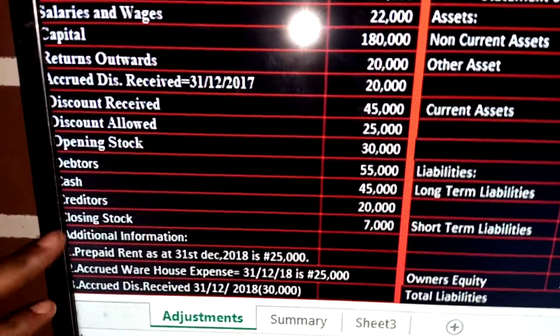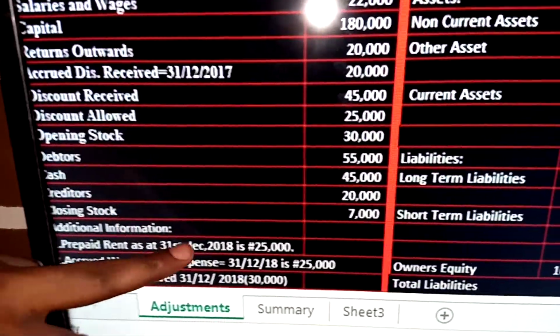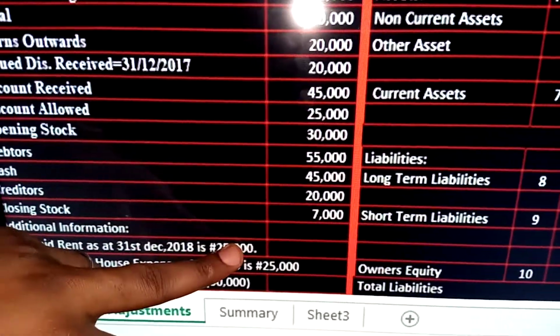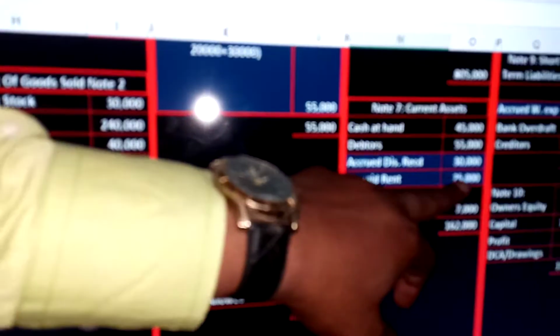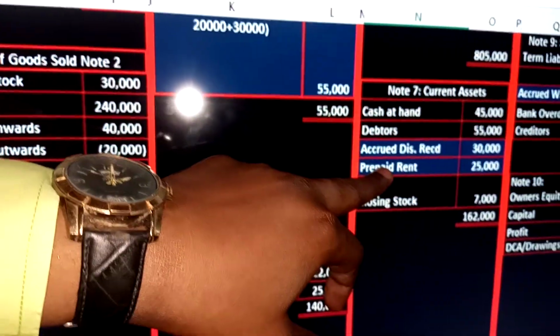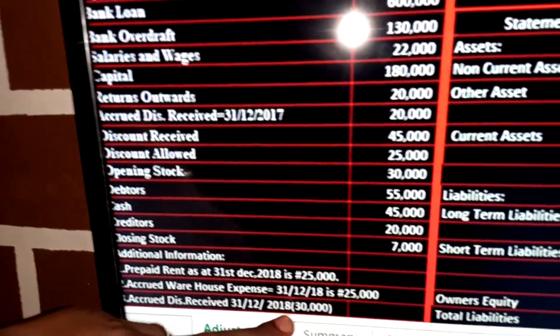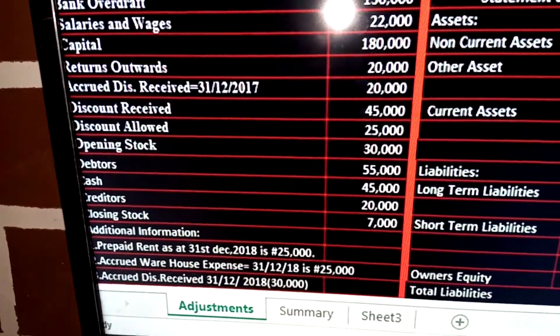So here is the prepaid rent as at December 2018, 25,000. You can see it there as a current asset. The next one here, accrued discount received 2018, 30,000. You can see there too as a current asset.